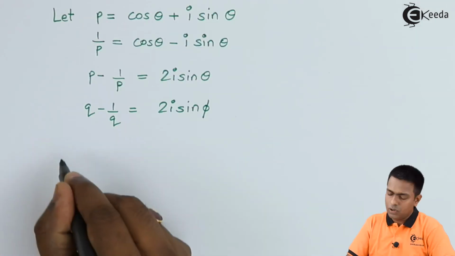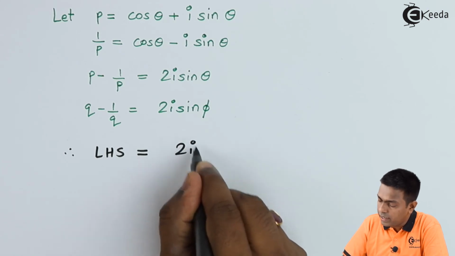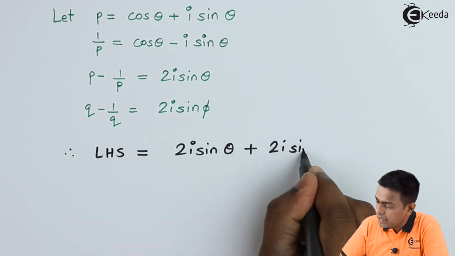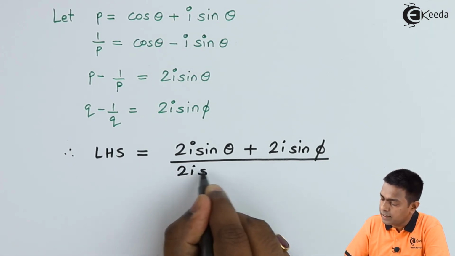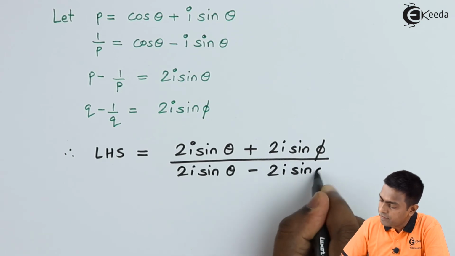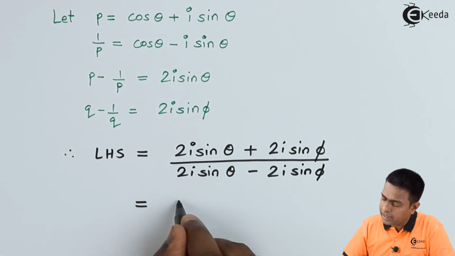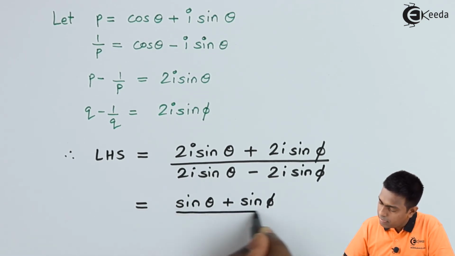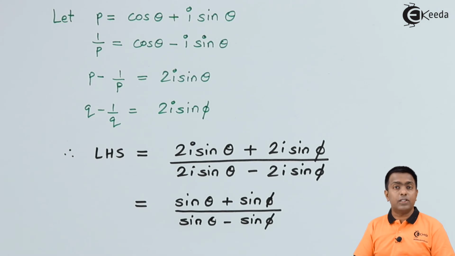Now let's substitute those values over here. Therefore, left hand side is equal to P minus 1 upon P, that will become 2i sin theta, plus Q minus 1 upon Q, which is 2i sin phi. Similarly, P minus 1 upon P will be 2i sin theta. Now the middle sign is negative, and Q minus 1 upon Q is 2i sin phi. And guys, if we take 2i common in numerator and denominator, we can cancel it, and we get the value as sin theta plus sin phi upon sin theta minus sin phi. And guys, this is the expected answer.